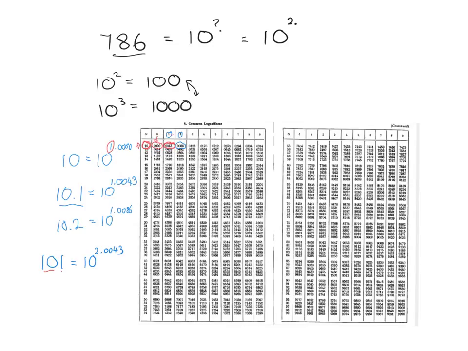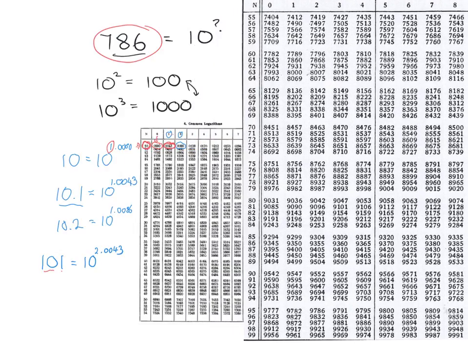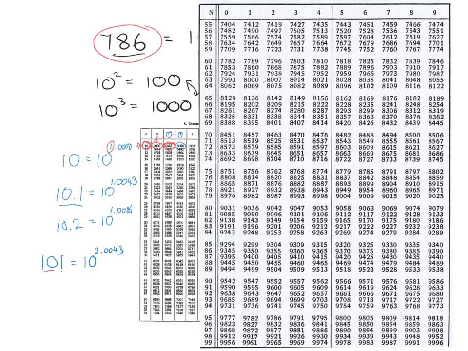Now we're going to zoom in here because it's not really ideal circumstances to look into this file. So now we're going to find out what 786 is as a logarithm. We know that it's in between 10 squared and 10 cubed. So therefore 786 is going to be 10 to the power 2 point something.